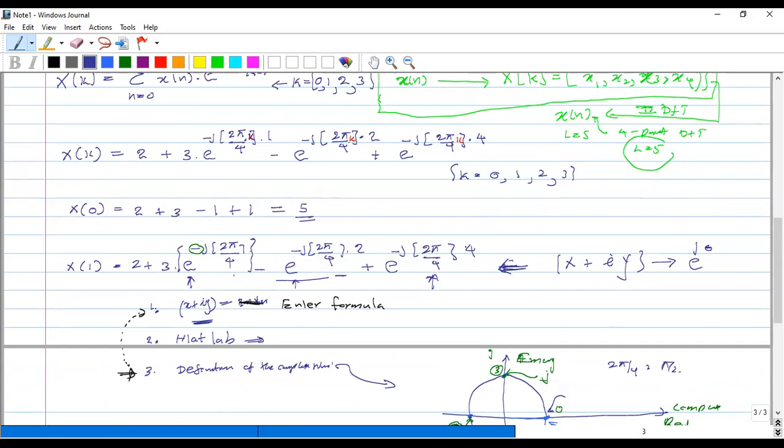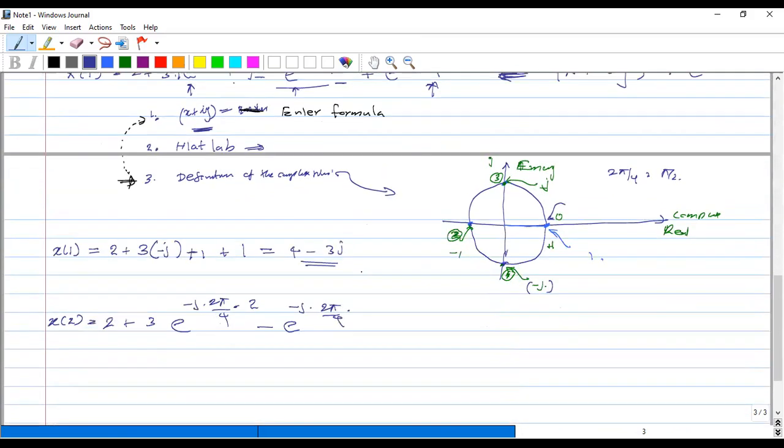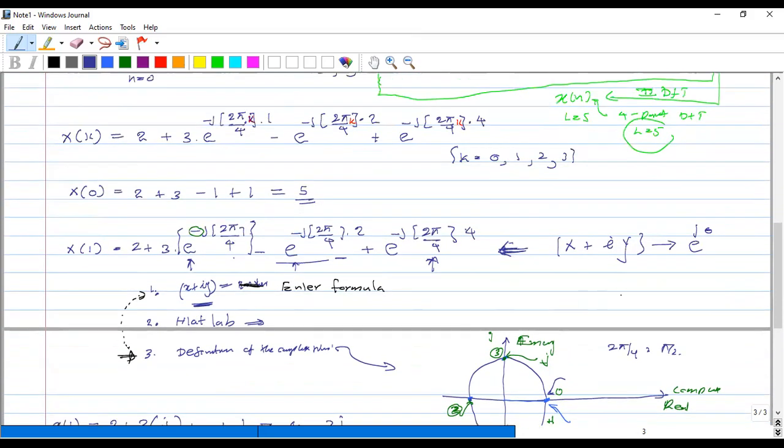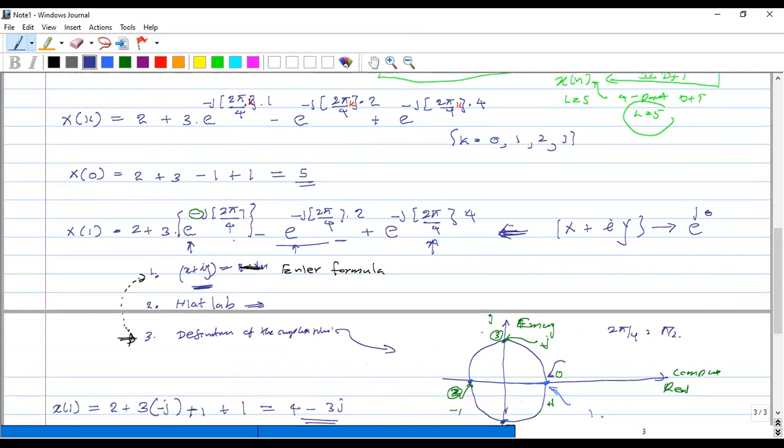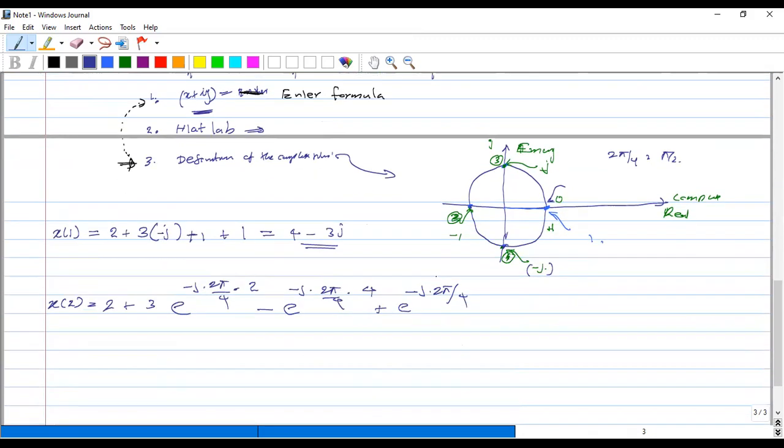this term, k is 2, 2. That means you have 4, plus e to the power minus j2π/4, 2π/4. The k is 2, and you have 4 here, 4 here. So you have 8. So you have these terms.